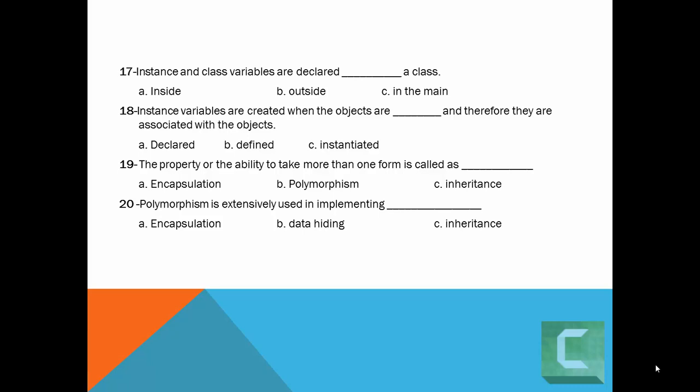Polymorphism is extensively used in implementing inheritance. So inheritance is the concept where you have some interface which is implemented by so many subclasses. That kind of concept is called polymorphism, which will be achieved by inheritance, not by encapsulation, not by data hiding.